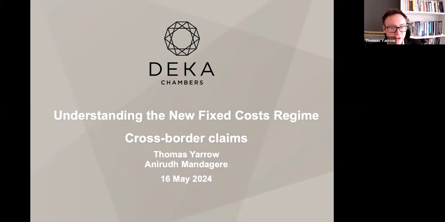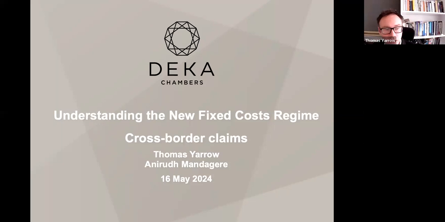Now, the new fixed costs are not predicated on the protocols, but they are predicated on the track, fast track or intermediate track. So broadly speaking, if it's on one of those two tracks, regardless of whether it started life in one of the protocols or not, it's going to be fixed costs. So we're going to talk about that and some exceptions to that as we go along. But it's probably best to say right at the very beginning, because this talk will hopefully be of interest to you and relevant to you, that it is now dependent on allocation and not those protocols.